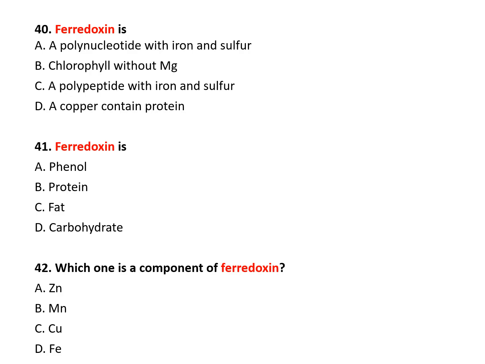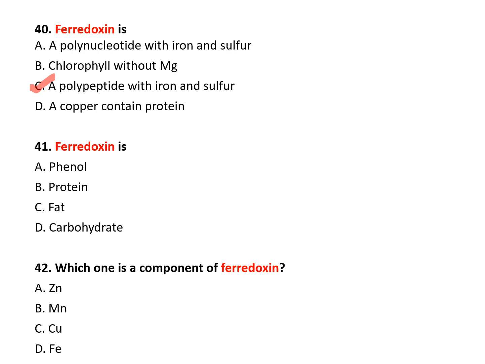The next question, number 40. Pyridoxine is: option A, a polynucleotide with iron and sulfur; option B, chlorophyll without Mg; option C, a polypeptide with iron and sulfur; option D, a copper containing protein. The correct answer is option C, a polypeptide with iron and sulfur.